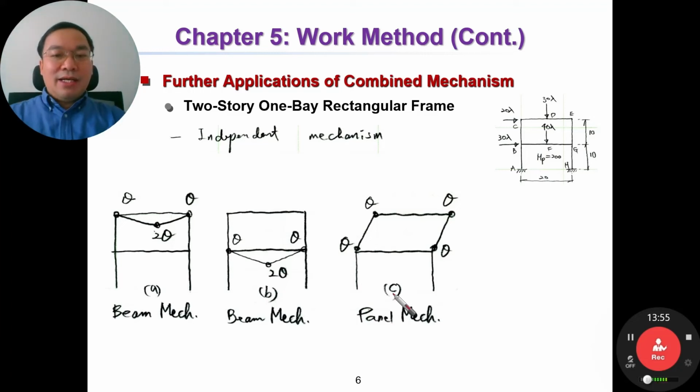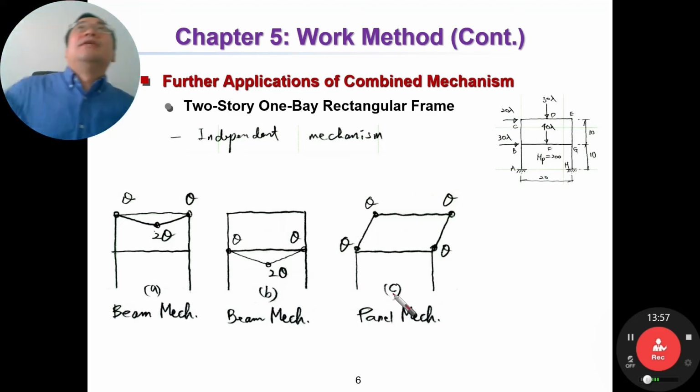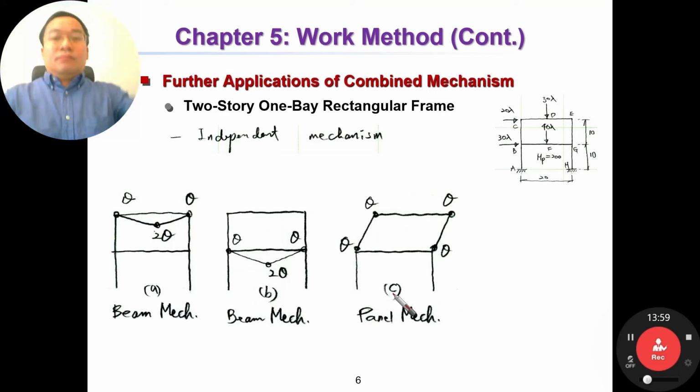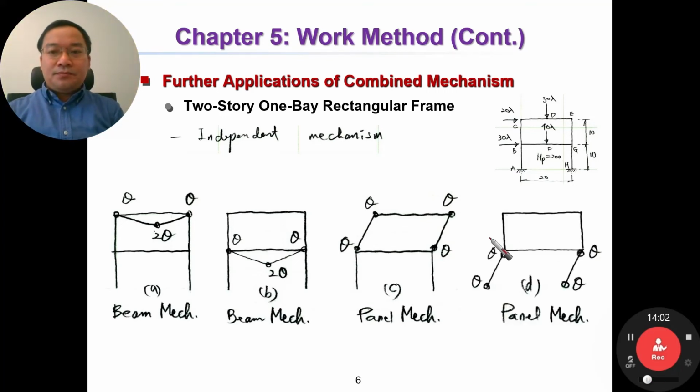So A, B, and C. And what else? The D mechanism is the panel mechanism number 2. So from now on, we have A, B, C, and D. The first two are beam mechanisms and the last two are panel mechanisms. So we have 4 independent mechanisms here.